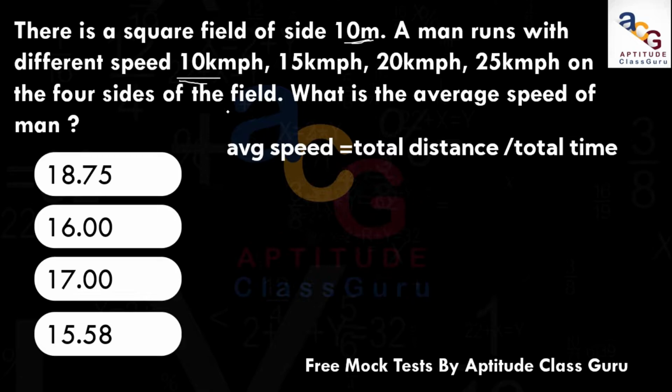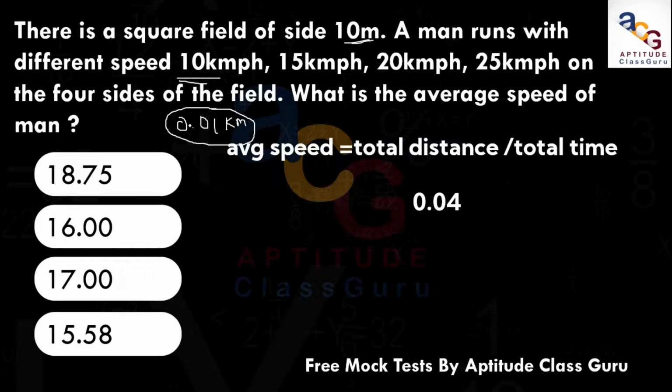So 10 meters is nothing but 0.01 kilometers. Why? Because 10 by 1000 is 0.01 kilometers. So the total distance covered by the person is the 4 sides of a square, 0.01 kilometers each. Sum them and you will get the answer as 0.04 kilometers. So this is the total distance traveled by the person. Now I need to find the time. What is the total time taken by the person to travel the 4 sides?